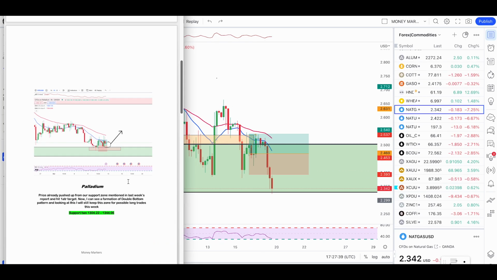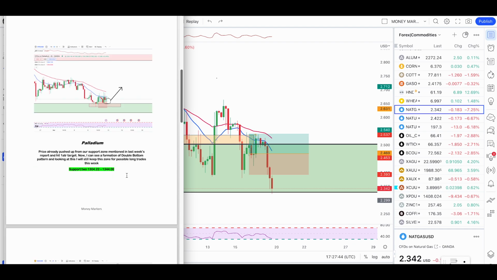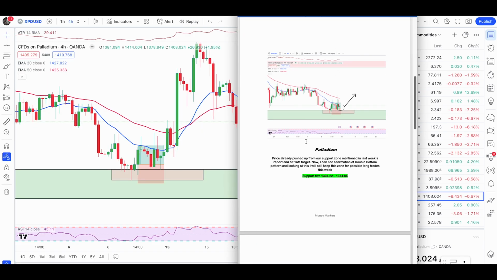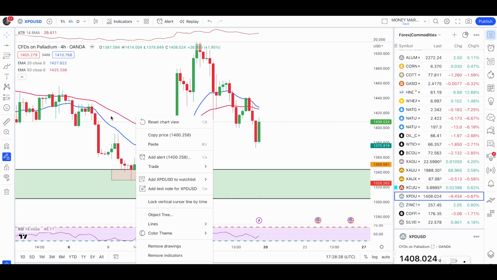So starting with Palladium, I have sent these zones to my members. Price is now in the major area of value, and we already have a formation of a double bottom pattern, and let me show you that right here. As you can see, the price was at this point, we had a valid double bottom pattern, and we were ready to take our trades with a condition. We had a condition at this major area of value, and with the power of entering with the conditions, price did push up massively, and this was the counter trading zone.